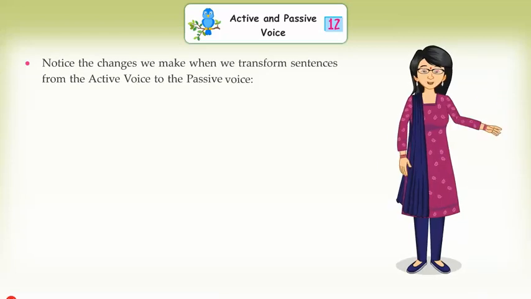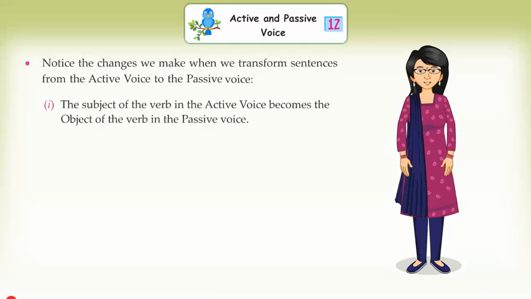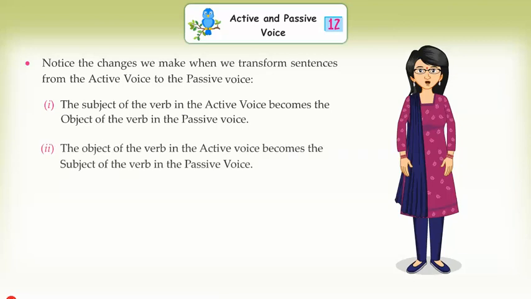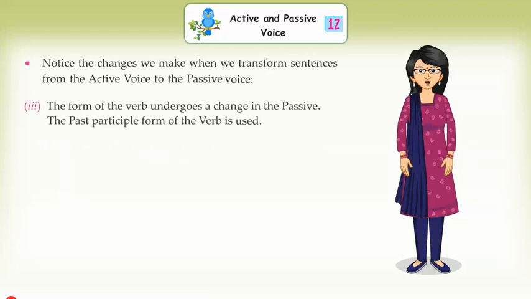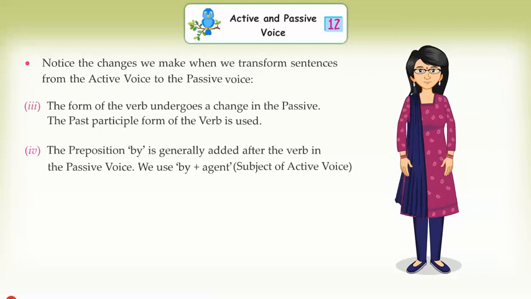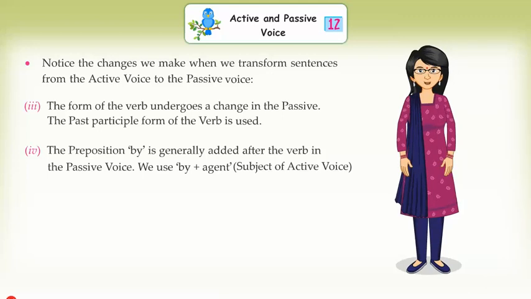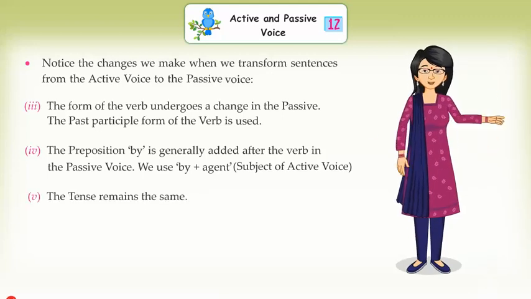Notice the changes we make when we transform sentences from the active voice to the passive voice. 1. The subject of the verb in the active voice becomes the object of the verb in the passive voice. 2. The object of the verb in the active voice becomes the subject of the verb in the passive voice. 3. The form of the verb undergoes a change in the passive. The past participle form of the verb is used. 4. The preposition by is generally added after the verb in the passive voice. We use by plus agent, the subject of the active voice. 5. The tense remains the same.